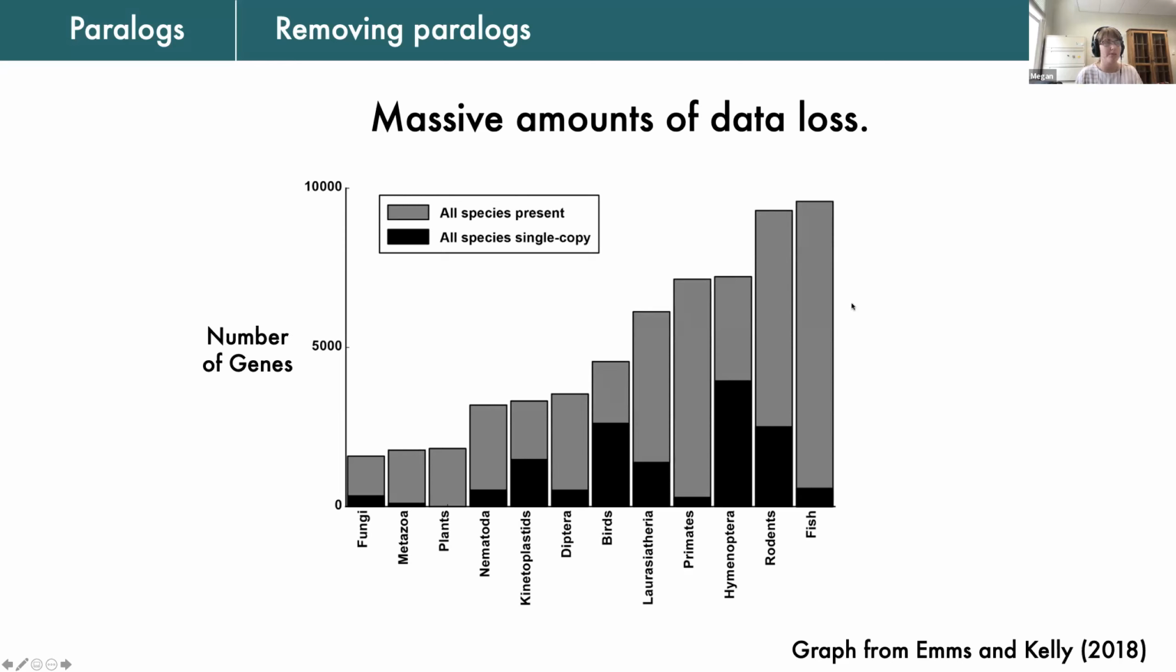What I'm showing here is the number of genes on the y-axis and different groups on the x-axis. The gray bars represent the number of genes in which all species are present, and the black bars represent the number of genes in which all species have only one copy. For example, for fish, we have a lot of genes sampled for all of our species, but only a very small number of those are present in only a single copy in each sampled species. And for some groups like plants, the situation is even worse. So even when we have a massive amount of data, we might end up with not enough data when we throw away everything that's not single copy.